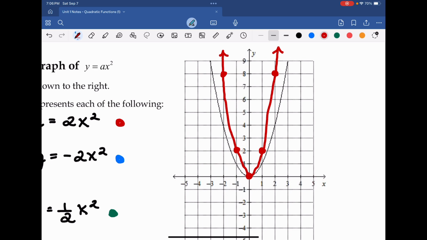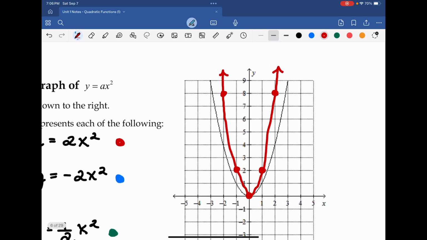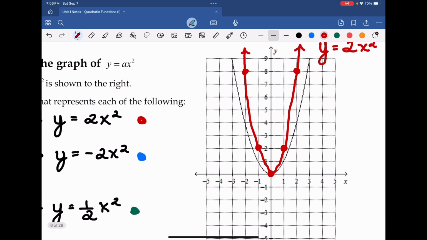Now, here's our first graph. Again, we would want to label this, so I think it's really important to go y is equal to and describe the transformation here. In this case, it's 2 times x squared. Now we're going to go on to our next one, which is instead of it just being 2x, now it's going to be negative 2x.